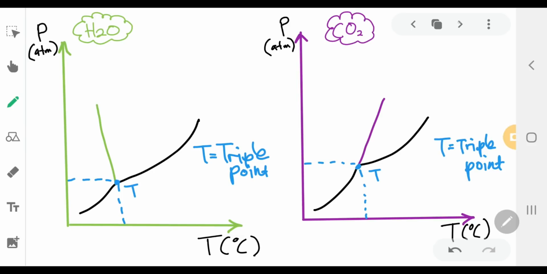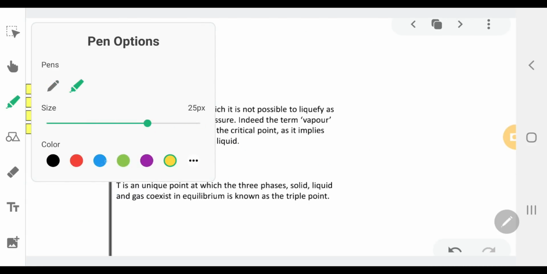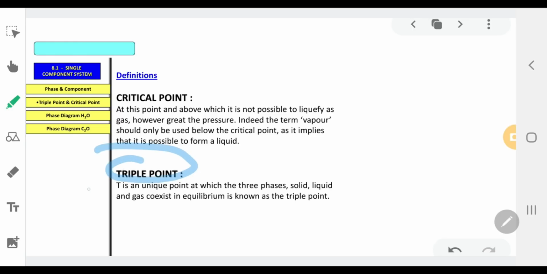Now, next question is, you must be wondering, what does it mean by triple point? What is this triple point? So triple point, as you can see over here, is a unique point at which your compound, in this case, water and carbon dioxide, will be able to coexist in 3 phases: solid, liquid, and gas. Those 3 phases will exist at equilibrium at that temperature and at that pressure, the one that we have shown just now. So that is what it meant by triple points.